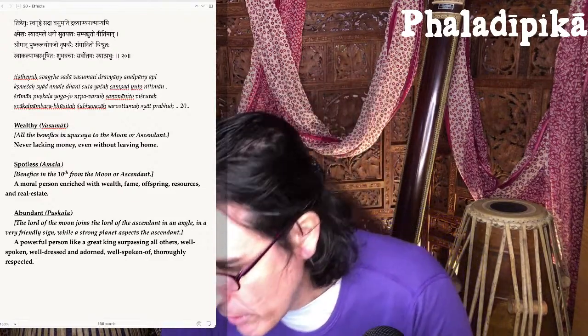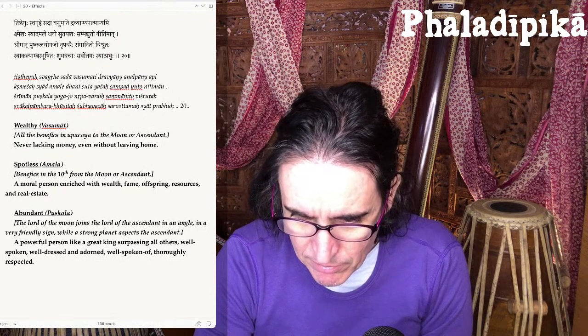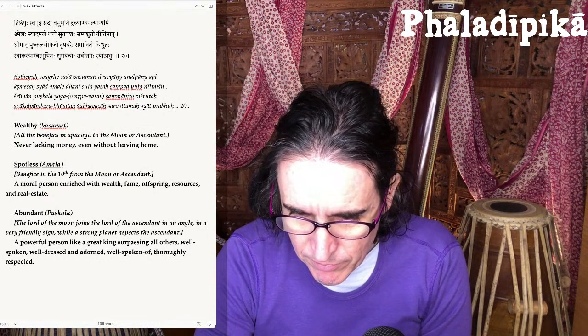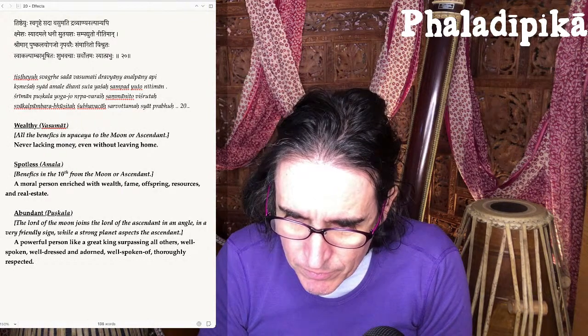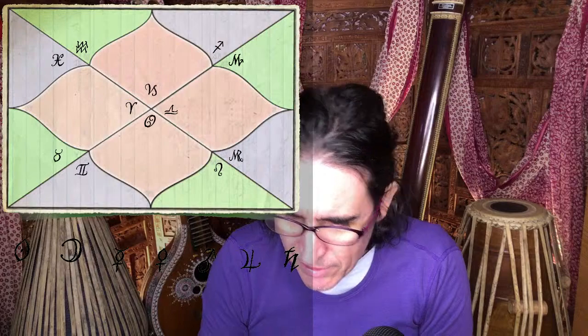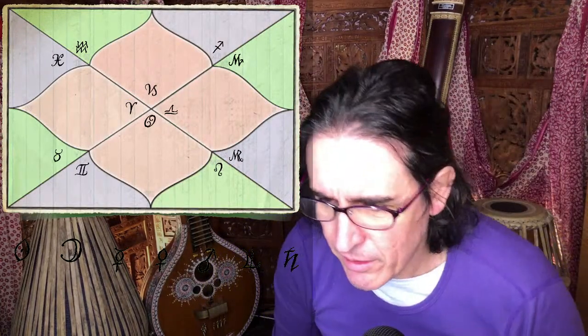So let me show you what these yogas look like in charts. Which one do I need? Is it this one? It's that one. I got the right one, so I need to move my face over a little bit. So what do we want to look at first?